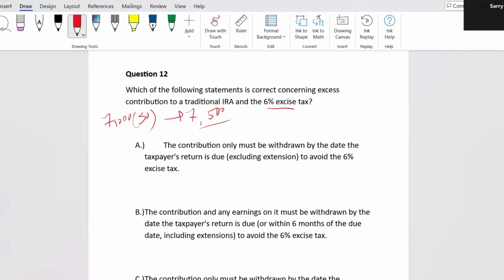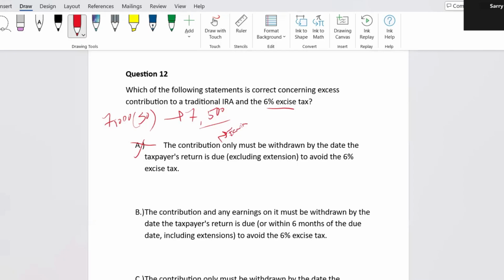So the contribution only must be withdrawn by the date the taxpayer return is due, excluding extension to avoid the 6% excise tax. So this would actually be incorrect because it's not just the contribution alone, it's also the contribution and earnings that would both need to come out. And then it's asking the next one, so we eliminate A.